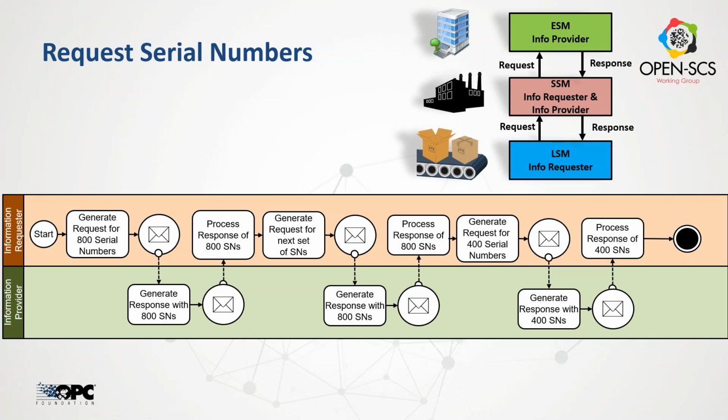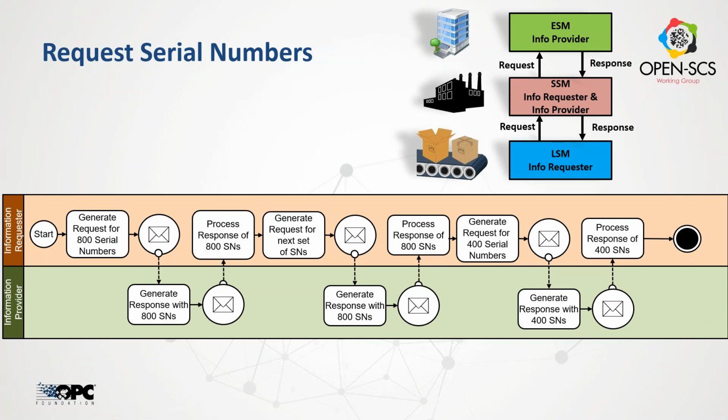I'll generate a request for the next one until I'm finally done. So this might be an LSM that has limited memory that's requesting a set of serial numbers so that it can apply them to labels and then commission the products. Likewise, it could be a site serialization manager talking to an enterprise one saying, okay, I was given an order to make 1 million products.